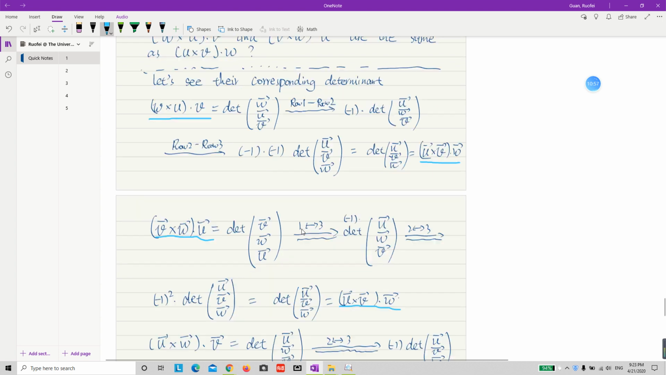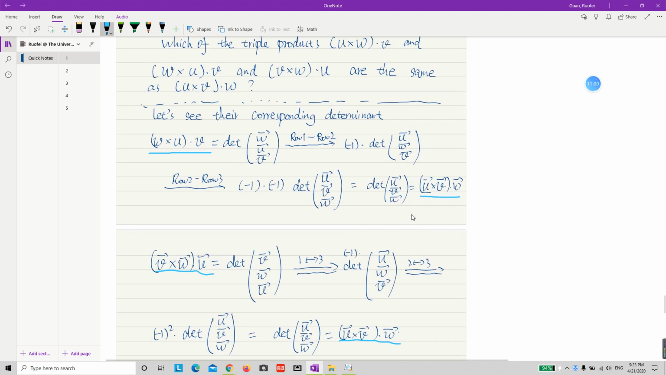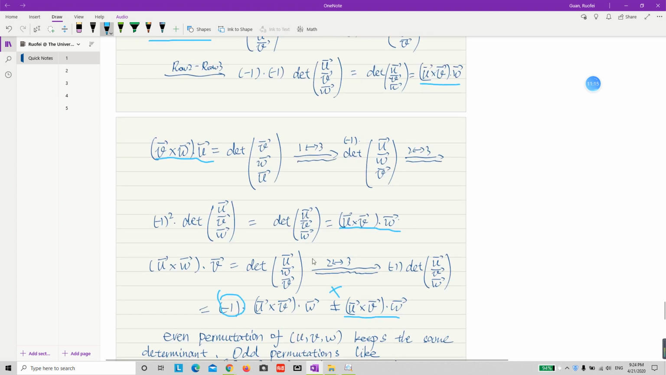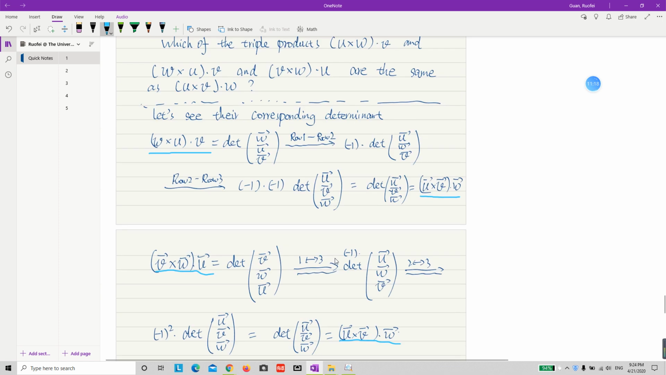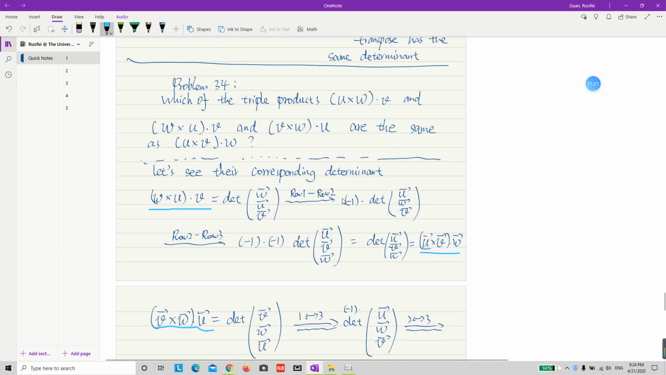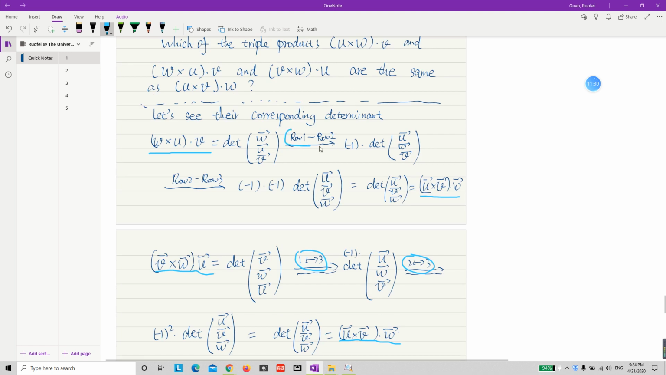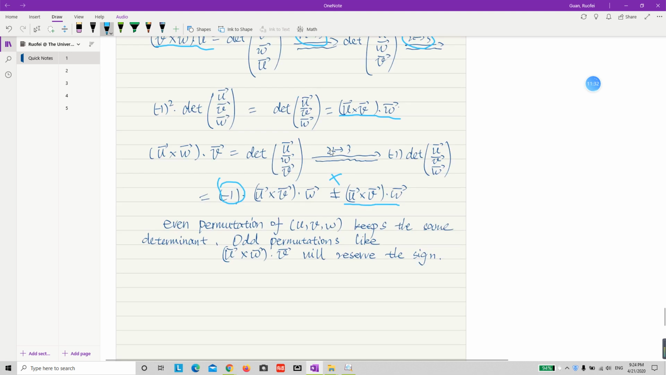Only the first two equal U cross V dot W. This is not equal. So here we find that we only use one permutation here. We use two permutations here, and we use two permutations here. This is two permutations, and this is two permutations. There is only one permutation here.